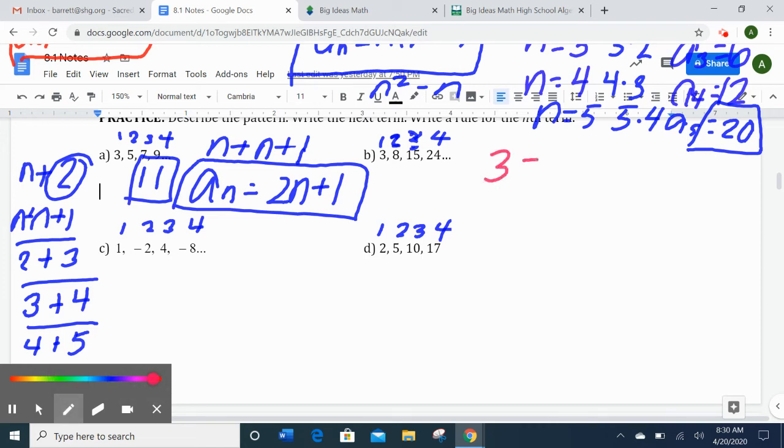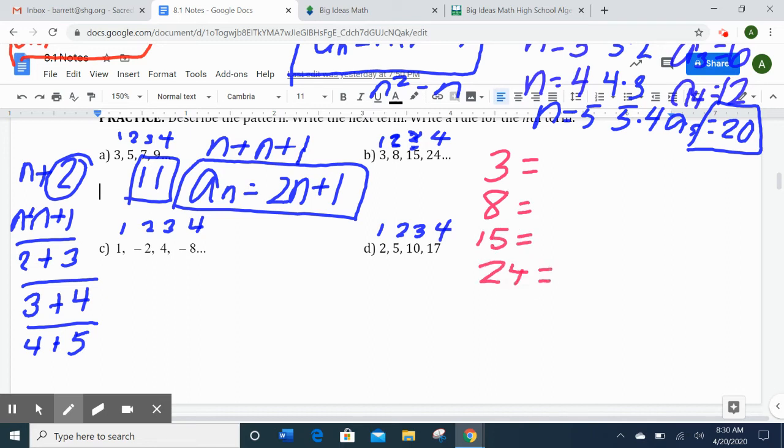So 3, how did I get 3? How did I get 8? How did I get 15? How did I get 24? So the first term is 3. 3 is 1 times 2, or 1 plus 2, sorry. 8 is not 2 plus 3, so that doesn't work. And I could try some other ways. I could say what else 3 is, but here's what I recognize.